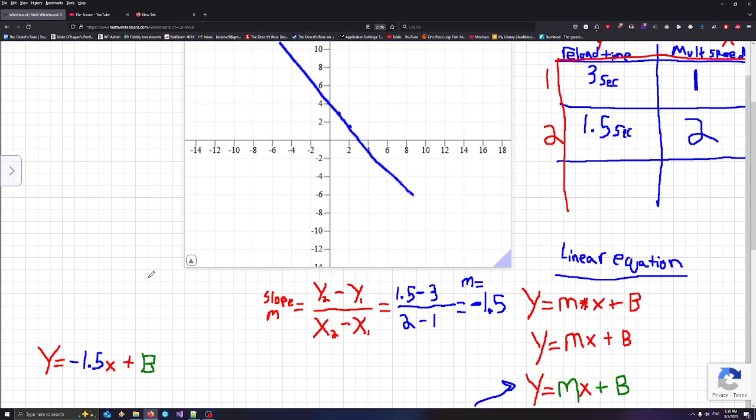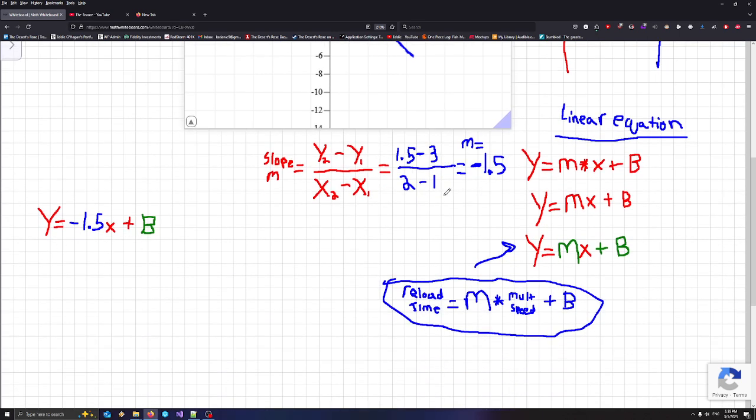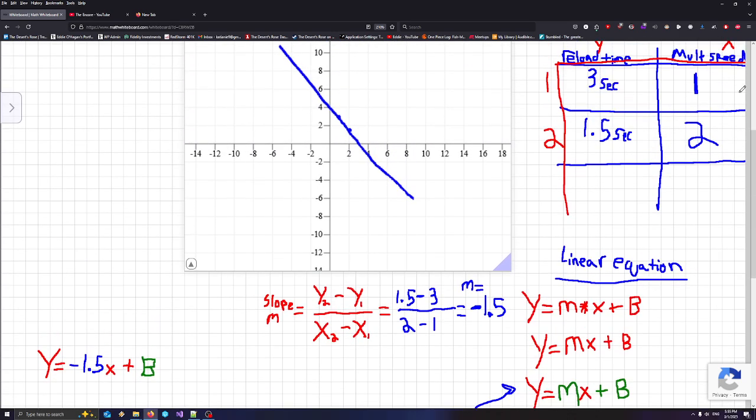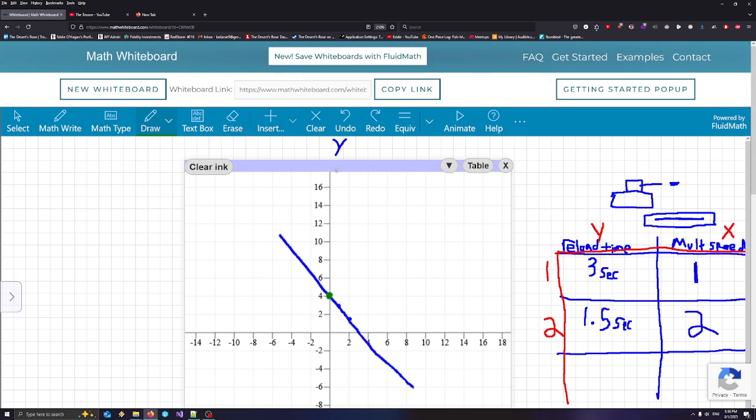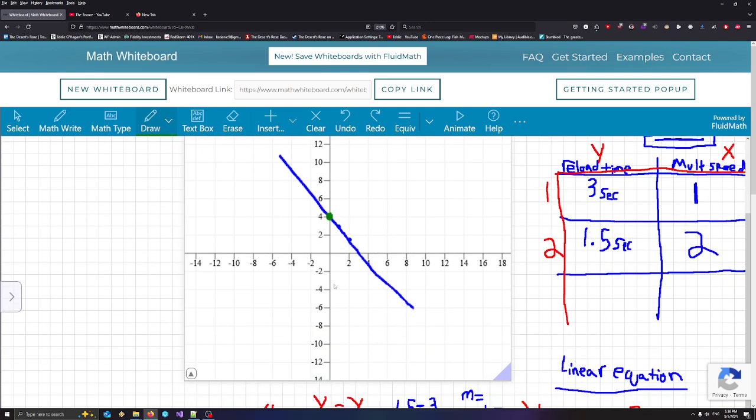Just triple checking my notes. Okay. So we have this over here. So let's plug in some values that we have for our reload time and multiplication speed, because since we have the slope, the y-intercept is where it's going to fall on the line. I'm sorry, the y-intercept is where our linear equation line is going to intersect with our y-axis. So basically here, that's the value we're trying to solve for.